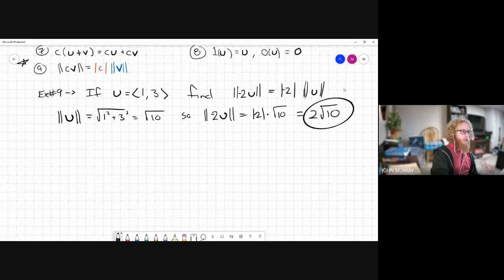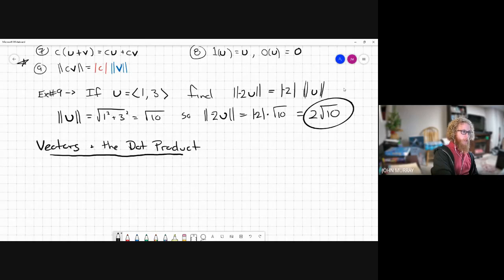All right, so now for a new concept, vectors and the dot product.